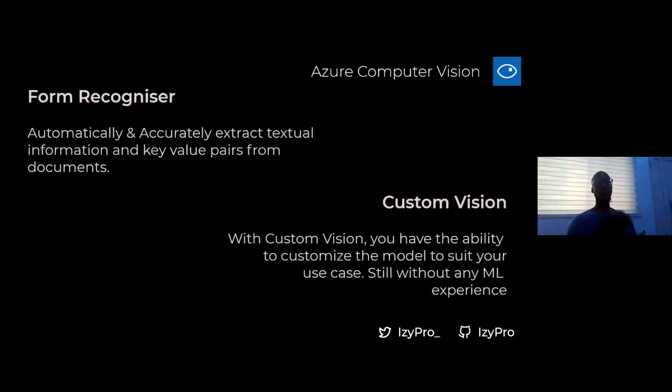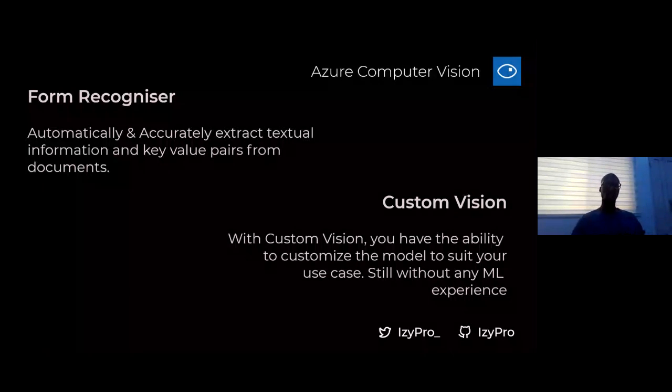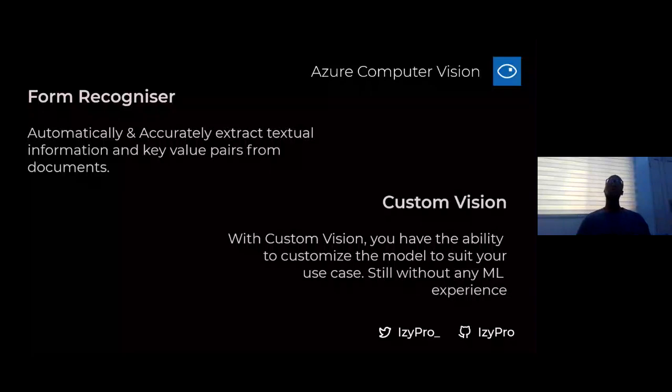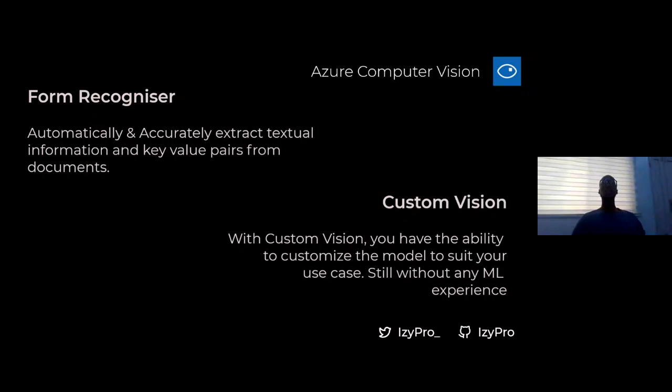You feed your documents into the API or the SDK and it returns all the data you need from that form. So now custom vision. What custom vision does is mostly an encompassment of all the features of this computer vision API. Custom vision gives you the power to customize your experience.